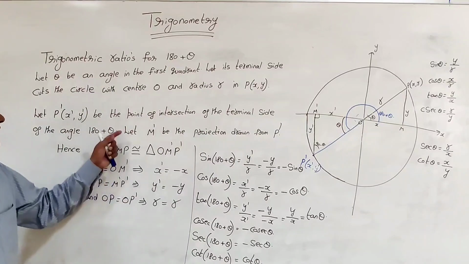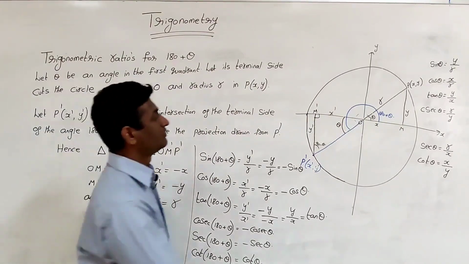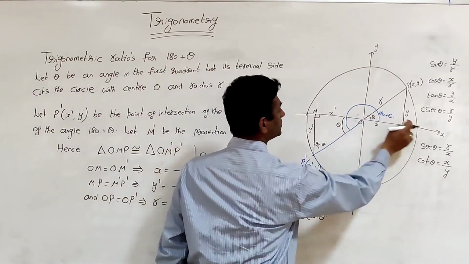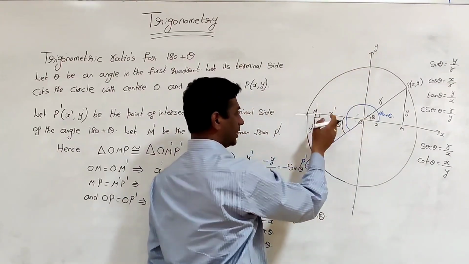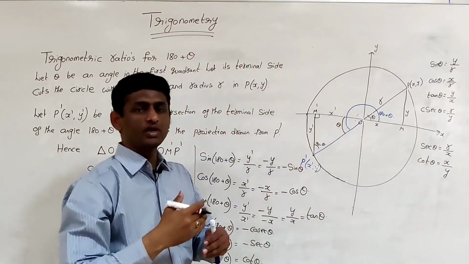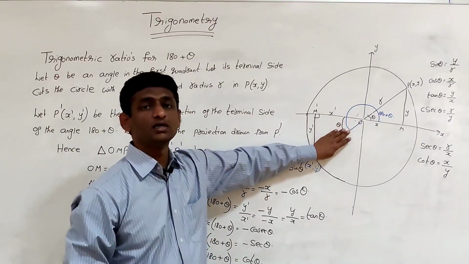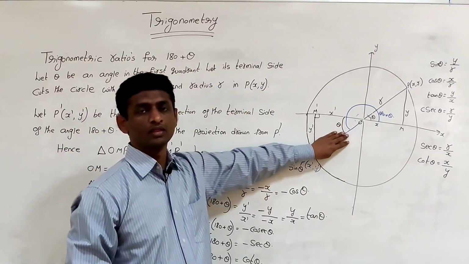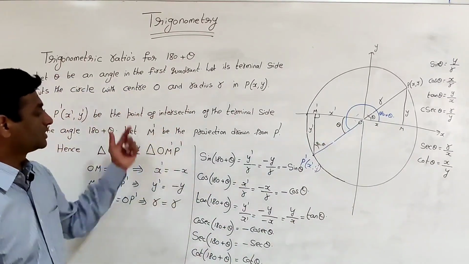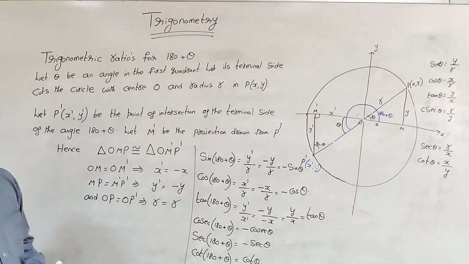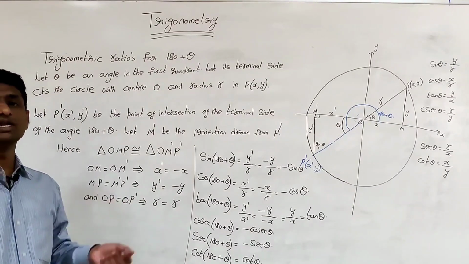If you observe 180 plus theta, if this is 0 degrees, 90, 180, and this is theta, we are adding theta to 180 degrees, which means the angle lies in the third quadrant. So these are the trigonometric ratios for 180 plus theta. Next, we'll go for 270 minus theta.